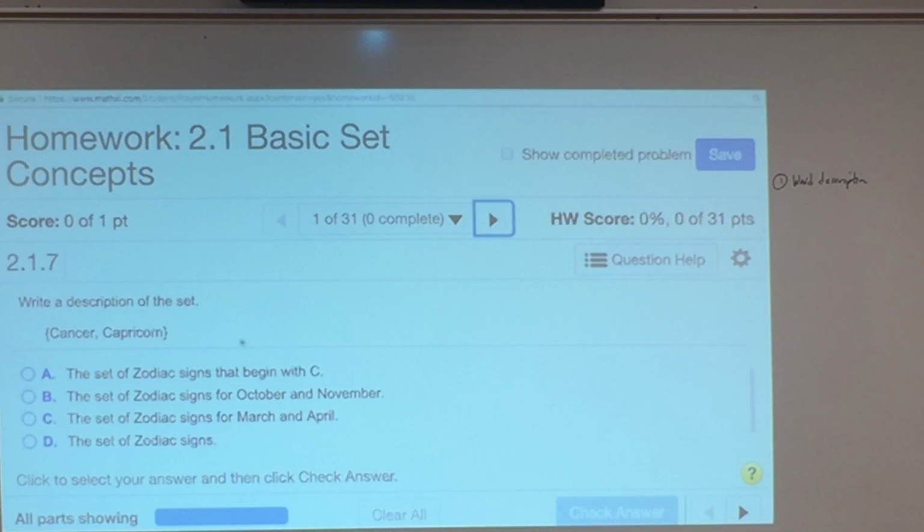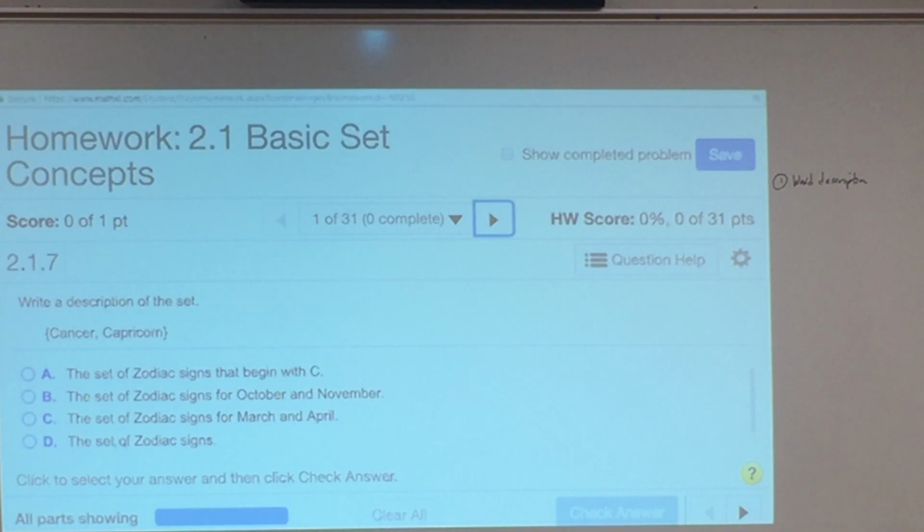Okay, so let's see here. The set of zodiac signs that begin with C. Are there any other zodiac signs that begin with the letter C? I don't really know. I don't think so. I think that's probably pretty close, I'm going to guess. But let's see the next one. The set of zodiac signs for October and November. I really don't know that one, and I'm going to guess it's no.